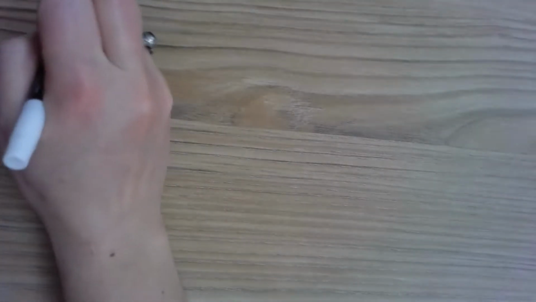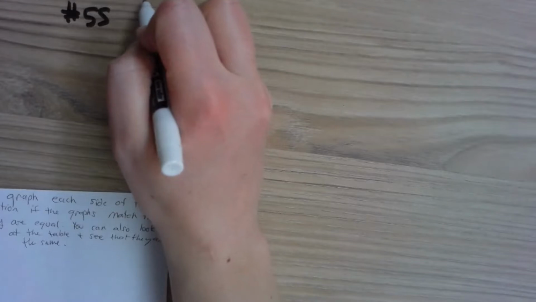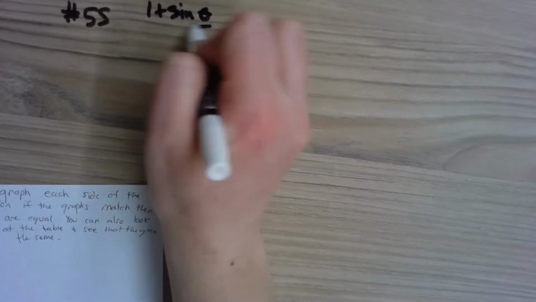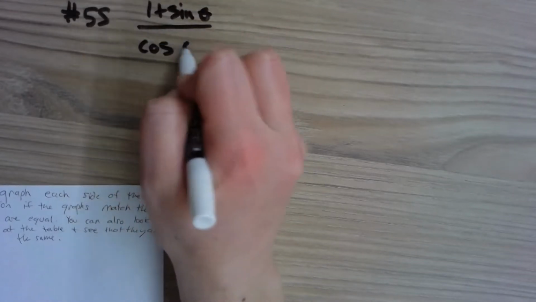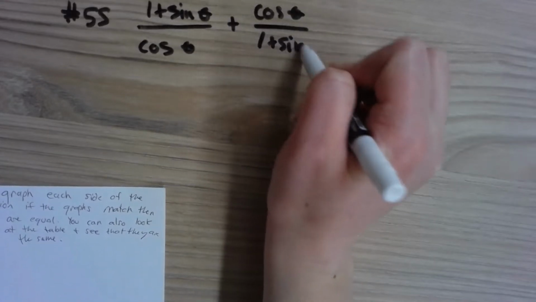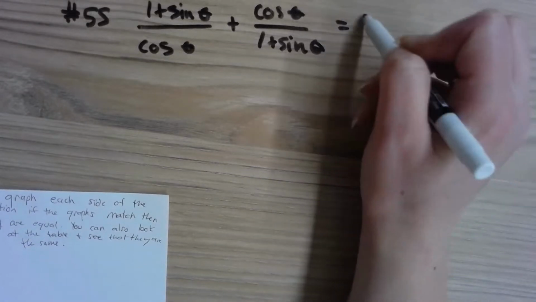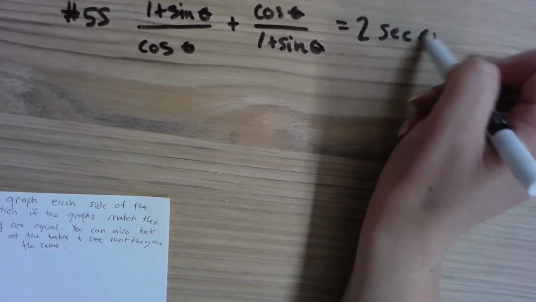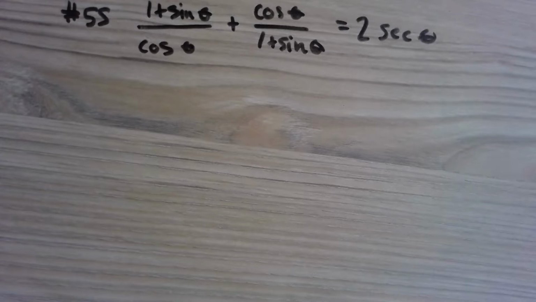Okay, next problem. We are going to do another one. This one's actually number 55 on your assignment. This one was a little tricky and I thought we would do it together. So this is (1 plus sine theta) over cosine theta plus cosine theta over (1 plus sine theta) equals 2 secant theta. Okay, so this one, it doesn't look the best, but it's not too bad.